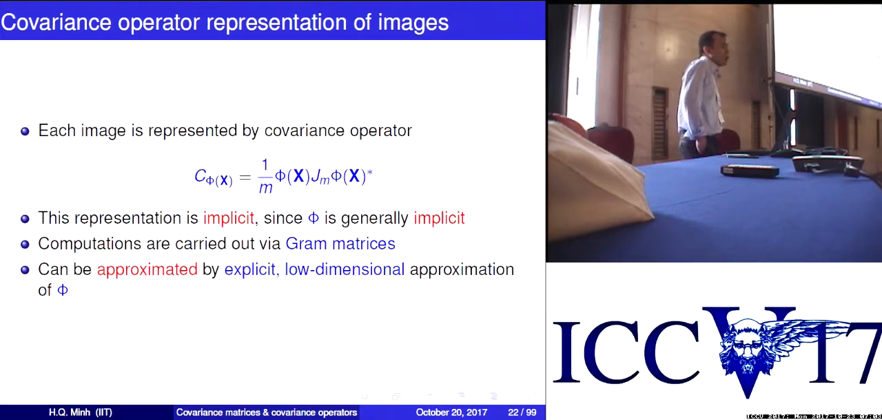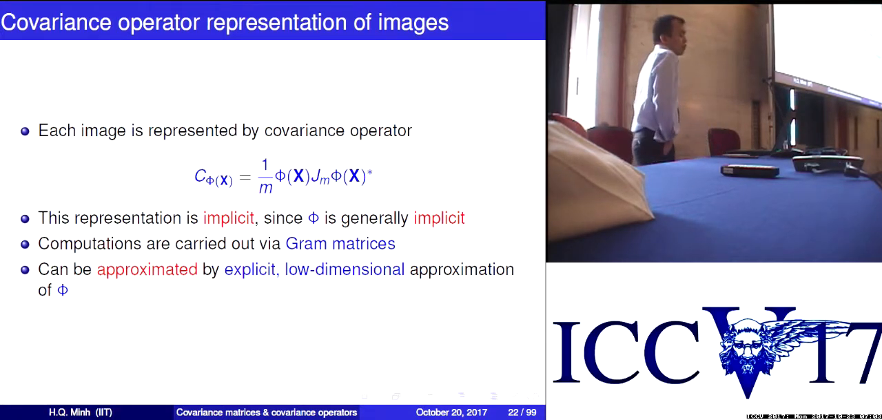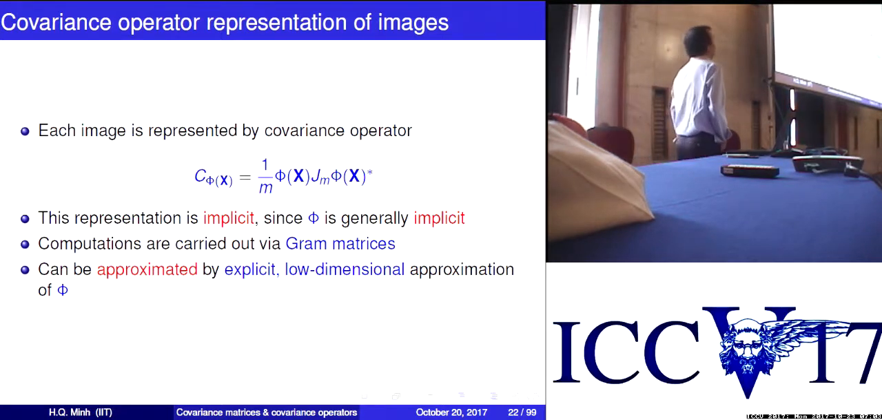And so now each image is represented by a covariance operator C phi X. It's given by this formula. So it just replaces x by phi x. And now the difference is that this representation is implicit, because phi is implicit. Now in the exact formulation, the computations are carried out by Gram matrices corresponding to the kernel, and it's not computed explicitly in terms of the features themselves.